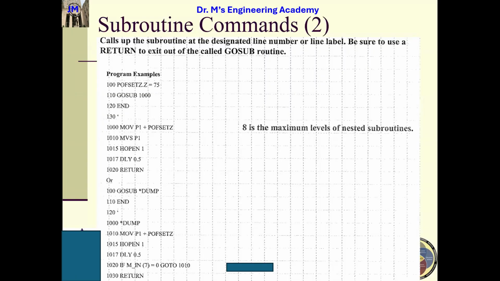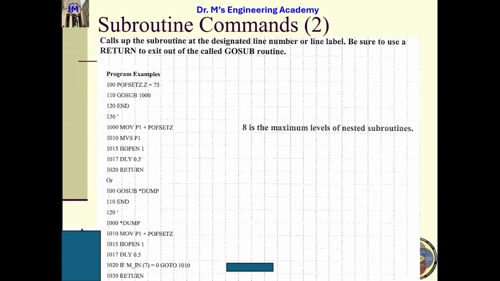So this is 130 here, and this is a comment, marked with an apostrophe. And then this is the main program. Okay, so this is the main program, and here there's another program, go sub dump. So you can either go using this label or you can just go sub with a line number, and both will be okay. You understand, guys?